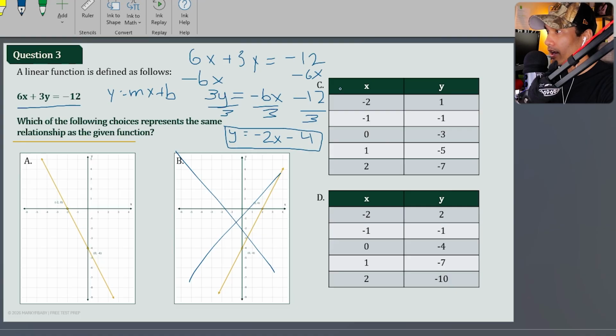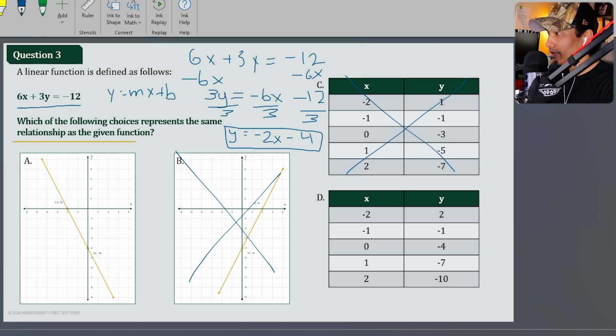So I do see on C that I have 0, -3. 0, -3 is the y-intercept, where the line crosses the y-axis. And in our case, we're looking for a -4. So C has 0, -3. That is not -4. So we could eliminate this choice. We could eliminate answer choice B and C.